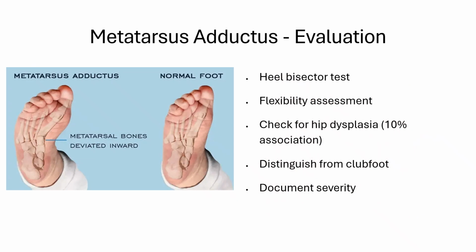Your evaluation of metatarsus adductus centers on 2 key assessments that guide treatment decisions. The heel bisector test provides objective measurement of the deformity severity. Draw an imaginary line through the center of the heel extending forward. In normal feet, this line passes between the 2nd and 3rd toes, while in metatarsus adductus, it passes lateral to the 3rd toe or even beyond the 4th toe, depending on severity.